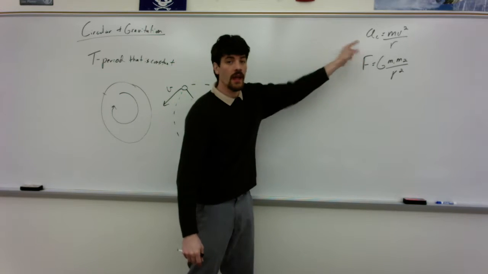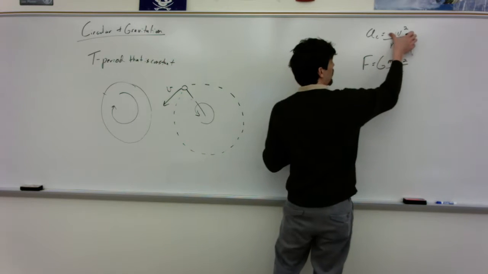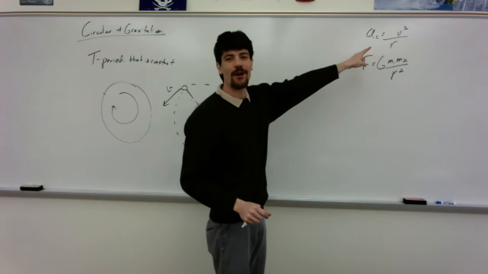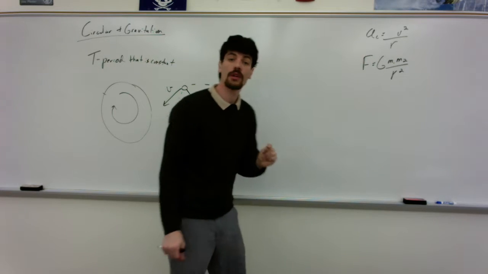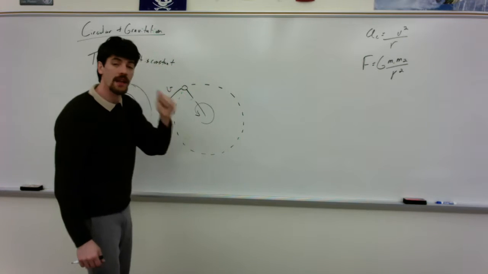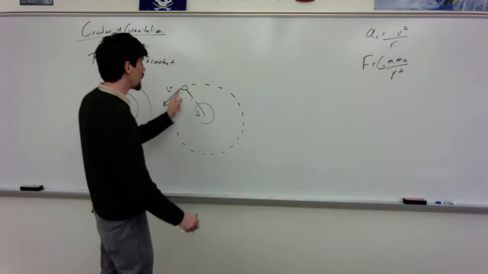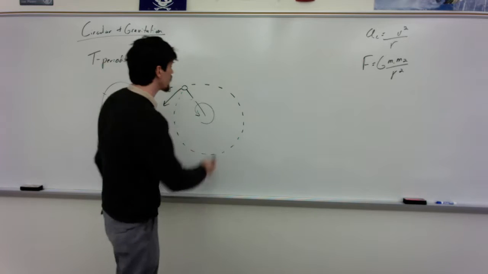This: a_c is equal to v squared over r. In looking at that, a_c is v squared over r. We look at this idea and say, okay, it's accelerating if it is indeed changing direction. Now, how do we define the force that's causing that acceleration?